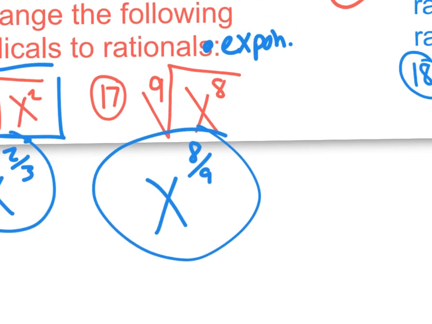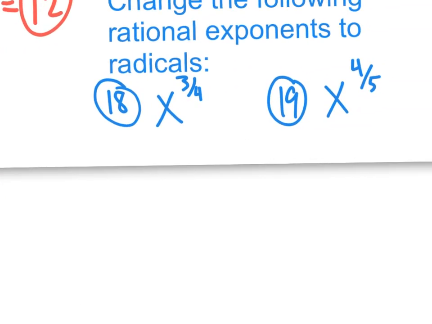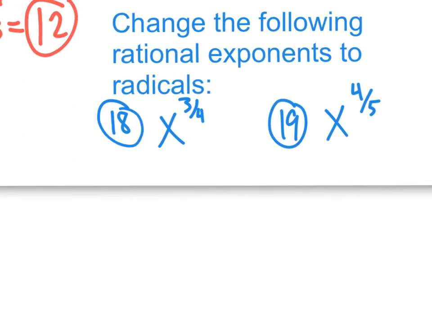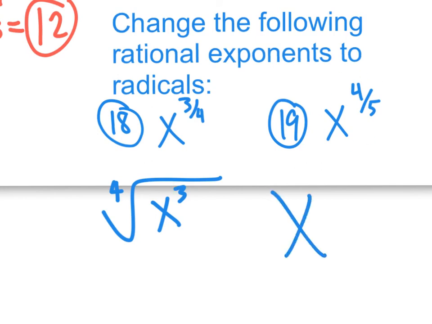And that's it. Now let's move on to this other one. It says change the following rational exponents to radicals. Okay, what would number 18 become as a radical? Fourth root of x to the third. It's always power over root. The power's on top, the root's on the bottom. So as you're reading, it says the fourth root of x to the power of 3. How about number 19? The fifth root of x to the fourth.